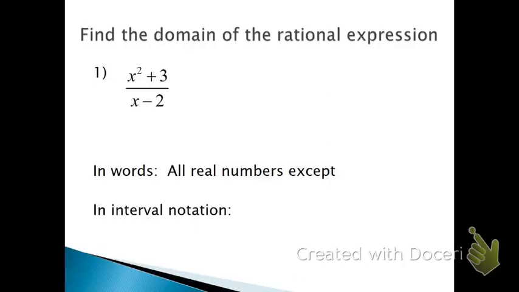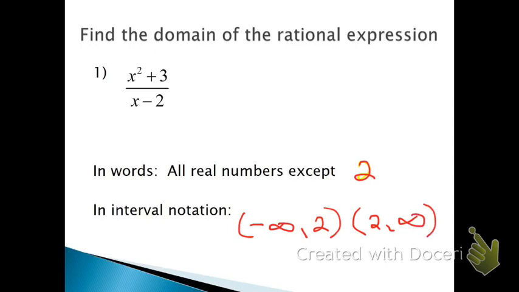So all real numbers except 2. And let's pick another color. Okay, all real numbers except 2. In interval notation, we would say from negative infinity to 2, exclusive, and then again from 2, exclusive, to infinity. You guys are right with interval notation? That means everything but 2. Okay?